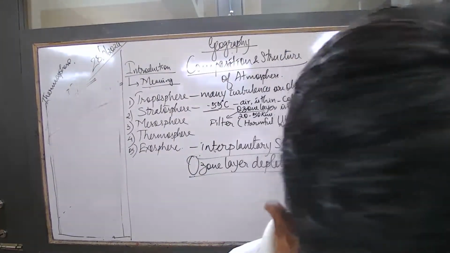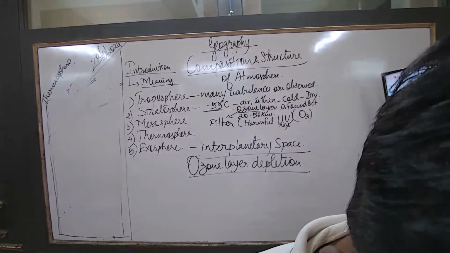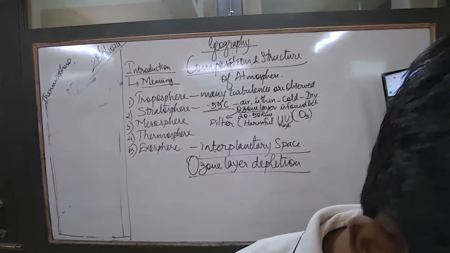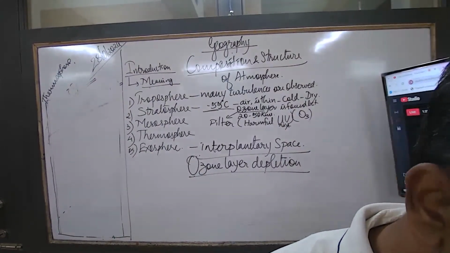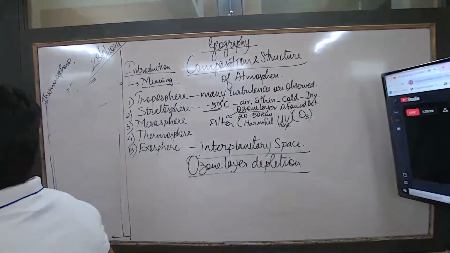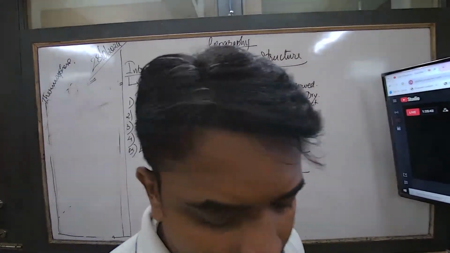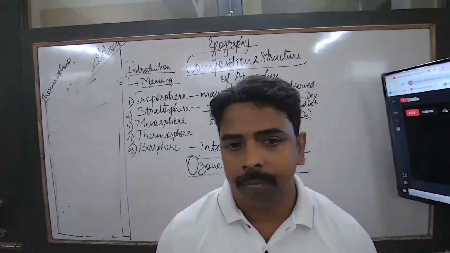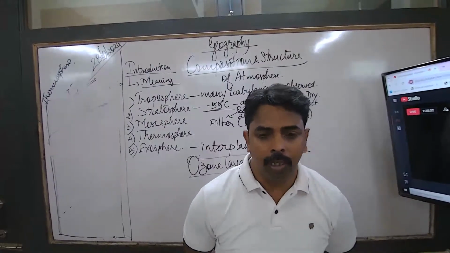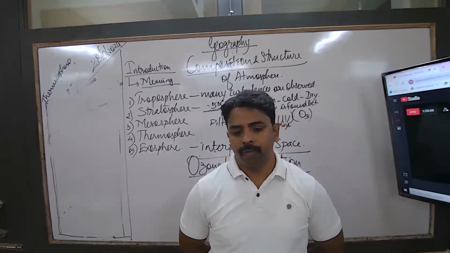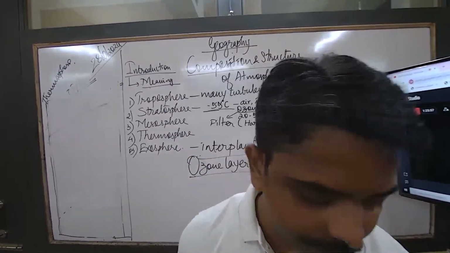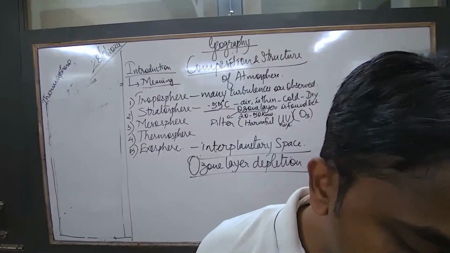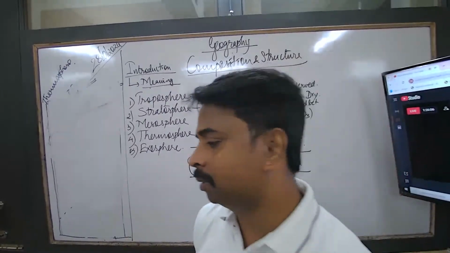It's mainly found between the stratosphere and the mesosphere with a total height of 20 to 50 kilometers. Full stop. It mainly absorbs ultraviolet radiation of the sun.